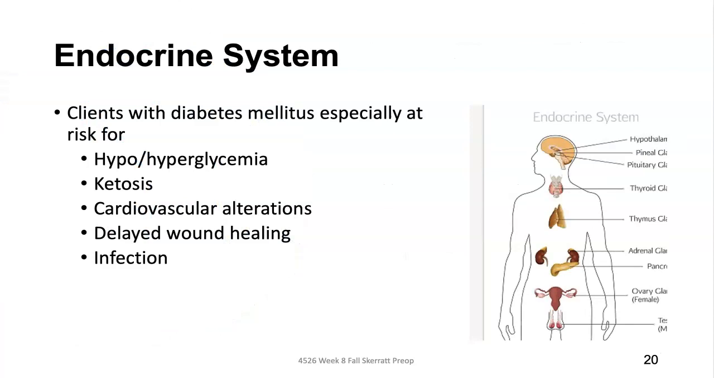The endocrine system is huge. The patient with diabetes mellitus is especially at risk for adverse effects of anesthesia and surgery. These patients are at risk for the development of hypoglycemia, hyperglycemia, ketosis, cardiovascular alterations, delayed wound healing, and infection. Clients with diabetes mellitus need to have a capillary blood glucose test the morning of surgery for a baseline. And you need to clarify with the physician or the anesthetist if their usual dose of insulin is taken or not taken. And usually there will be orders from the anesthetist of how much insulin to give the day of surgery and which oral anti-diabetic meds should be held.